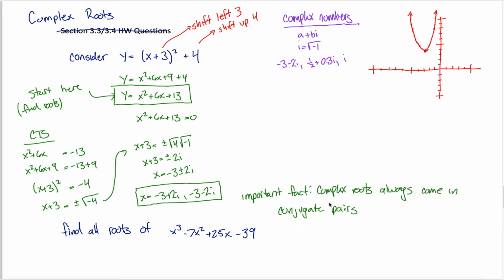What that means is if you somehow knew that negative 3 plus 2i was a complex root for this polynomial, then negative 3 minus 2i would have to be a complex root of this polynomial. Another comment that I want to make is we solved this equation by completing the square. You also could have solved this equation by using the quadratic formula. And maybe that's a good exercise for you to do.